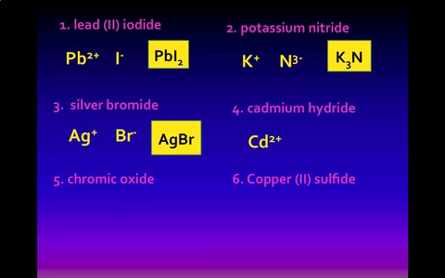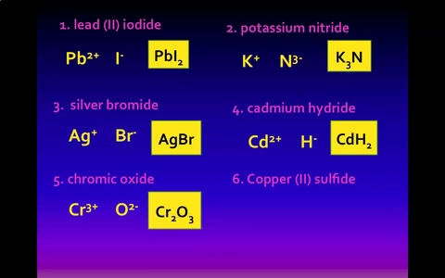Cadmium hydride, Cd is a +2, and remember when hydrogen goes with a metal, it's a -1. So I'm going to use my crossover, and I get CdH2. Chromic oxide, chromic tells me that that's chromium +3. Oxygen is -2. I use my crossover, and I get Cr2O3.